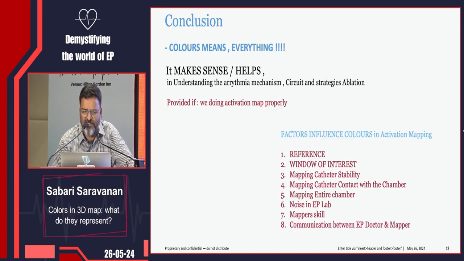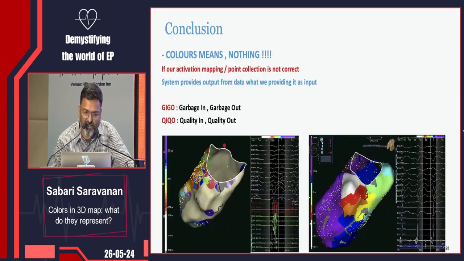There are many factors which influence the colors in the activation map. For example, your reference, your window setting, mapping catheter stability, mapping catheter contact with the chamber, and you need to map the entire chamber, and whether there is noise or artifacts in the EP lab, and your mapper skill, and then the clear communication between the EP doctor and the mapper. So it all matters, all the factors influence the colors in any activation map.